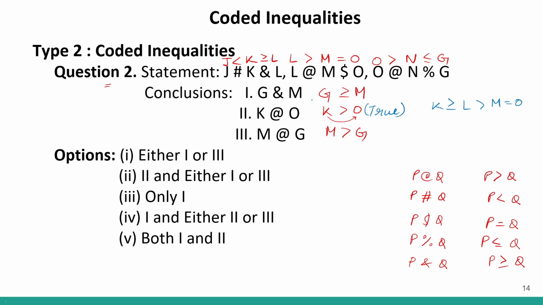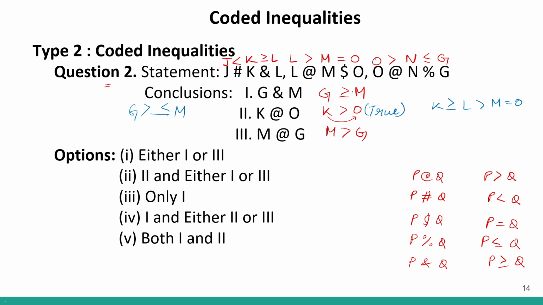So now if I look at option number 1 and 3, we have G and M. Correct? But we cannot find the relationship between G and M. So what are the three relationships that are possible? It could be either bigger, it could be lesser, or it could be equal to. Correct? These are the three relationships that are possible.